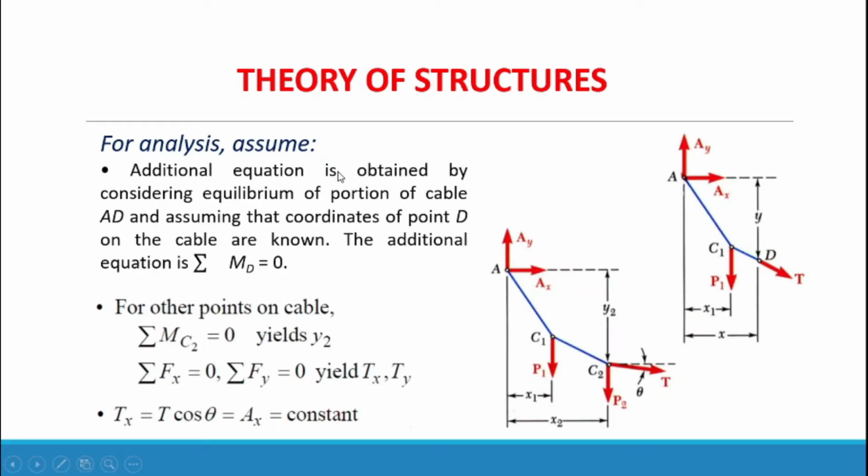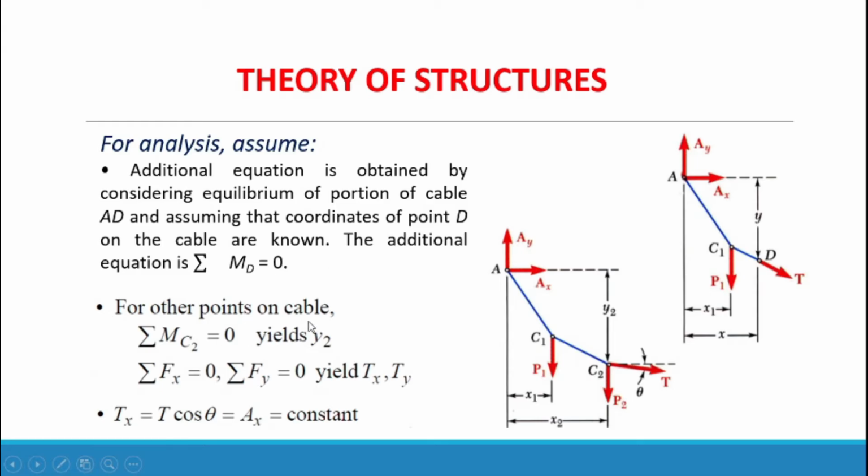And for the additional equation, it is obtained by considering equilibrium of a portion of the cable AD, and we cut AD, assuming that the coordinates of point D on the cable are known. The additional equation is summation of moment at point D, and equate that to 0. And we have two equations and two unknowns, which are A of Y and A of X.